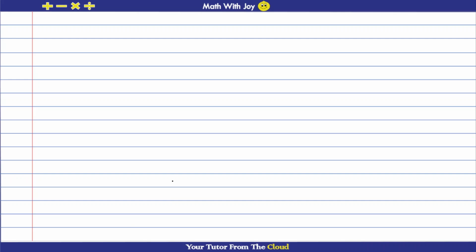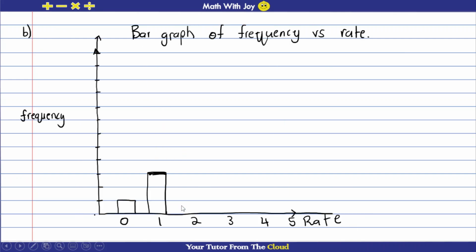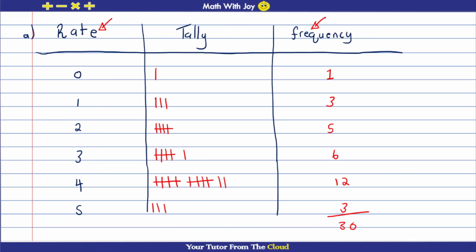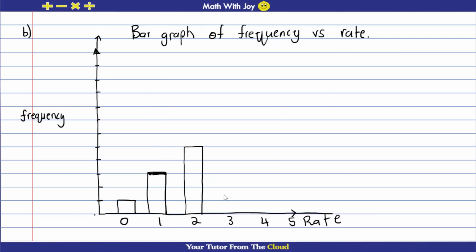Okay. And then how many people rated 2? 5. We know we need to go to 5. So 1, 2, 3, 4, 5. You must have the gaps in between. How many people rated 3? 12 people gave the rating of 3. We go to 12, way up there. Come back down.